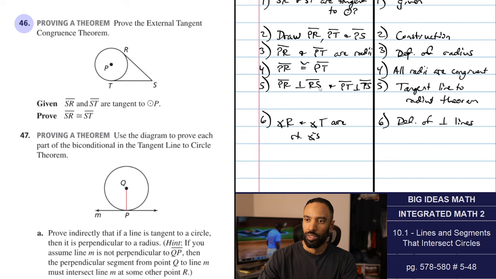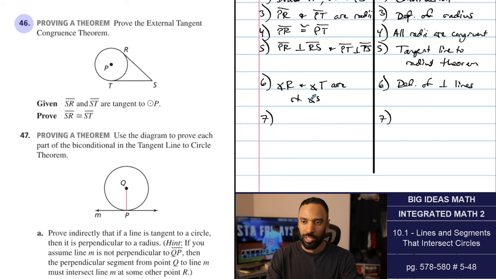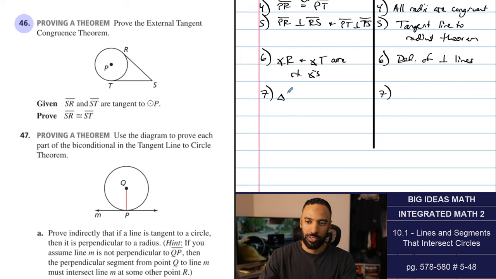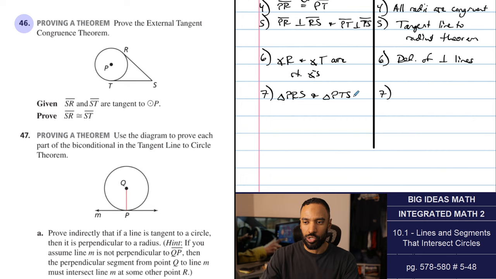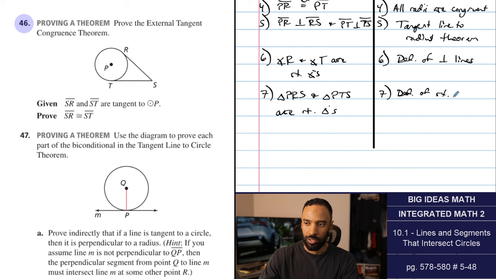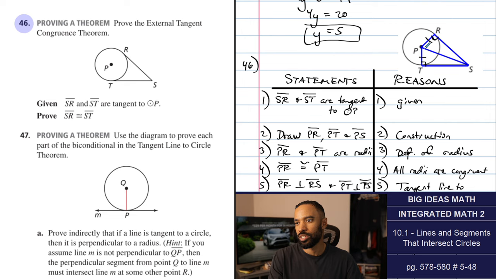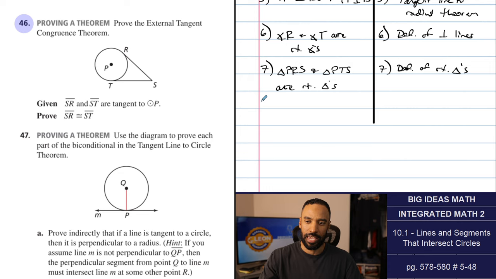Number seven is these are right triangles. So triangle PRS and triangle PTS are right triangles. Now, the reason I say this step is we're going to prove this using HL, not side angle side or anything like that. Are right triangles by definition of right triangles. And using HL, you need to say that you do it in right triangles. Because here's the thing. I'm going to say that PS is congruent to itself. That's the reflexive property. That's also the hypotenuse of each of these right triangles. Otherwise, angle side side is not one that works. So I'm going to say PS is congruent to itself by the reflexive property of congruence.